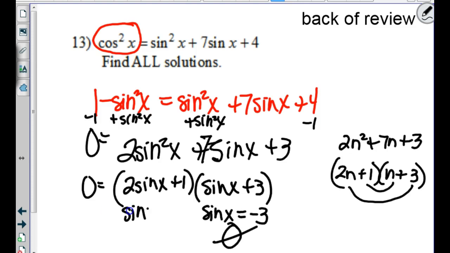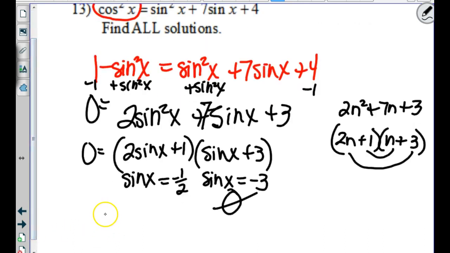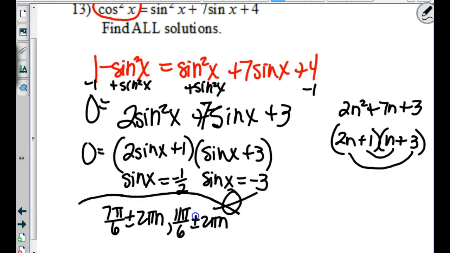But over here we get the sine of x equals negative 1/2, which would happen at 7 pi over 6. Someone double check that. And 11 pi over 6, is that where the sine is negative 1/2? And it said all solutions. All right, enough of 5.3b.